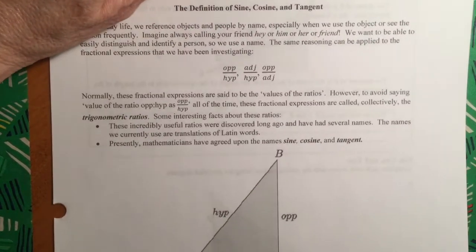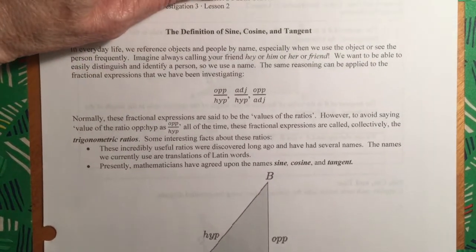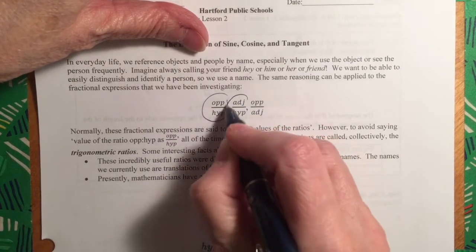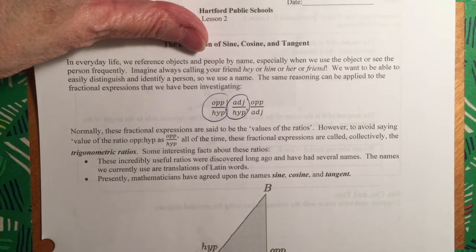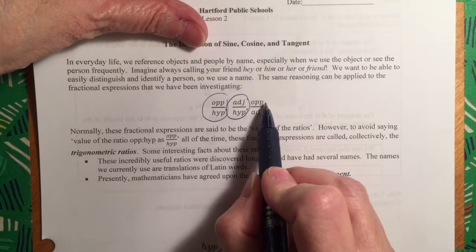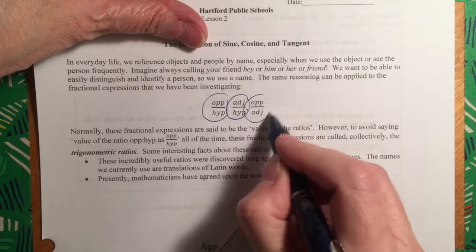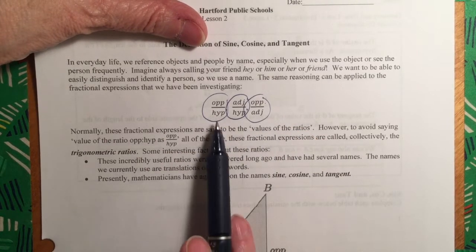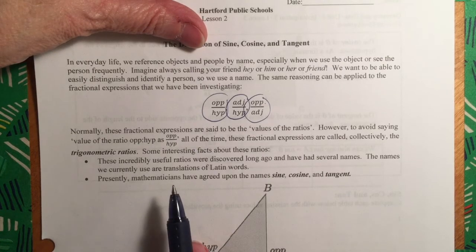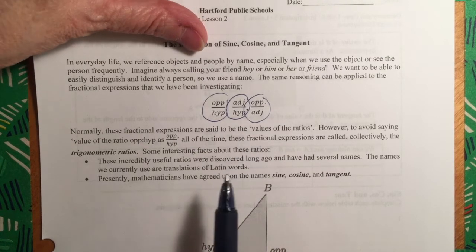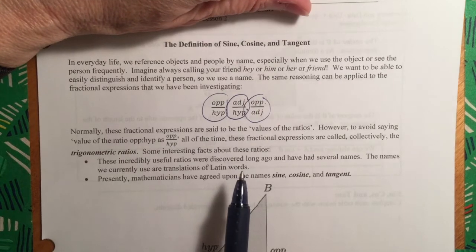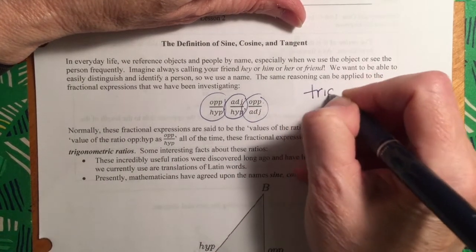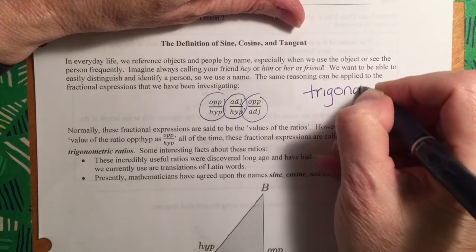All right? And if you remember, we were talking about opposite over hypotenuse and adjacent over hypotenuse, and there's one combination we didn't do, which would be comparing the opposite to the adjacent. Well, we're going to keep using those ratios today, but instead of talking about the ratios, they have names, okay? So all these ratios are called trigonometric ratios. We are doing trigonometry, okay? You may have heard of that before, trigonometry.